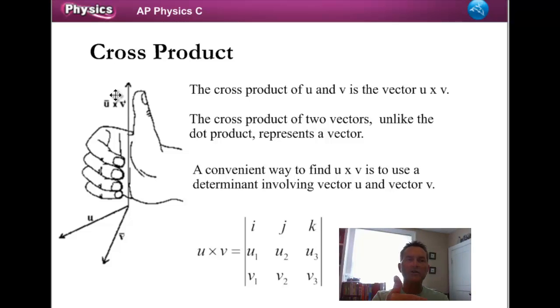Now, say I wanted to do the cross product V times U. Again, I would point my fingers in the direction of V, and I'm going to move my hand toward U, and when I do, I'm going down. So I've changed the direction of the cross product, and the vector is going in the opposite direction.